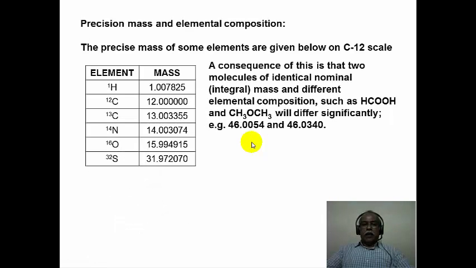There are two parameters which one can derive from a mass spectrum. One is precision mass, which is extremely valuable because it gives information regarding the elemental composition.